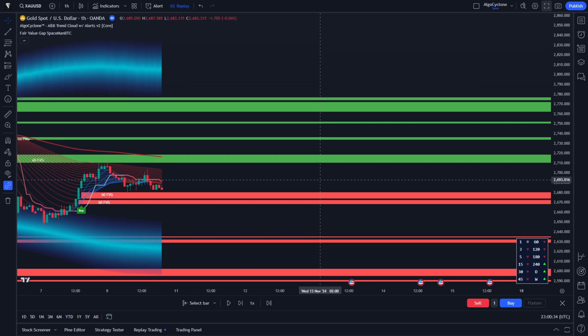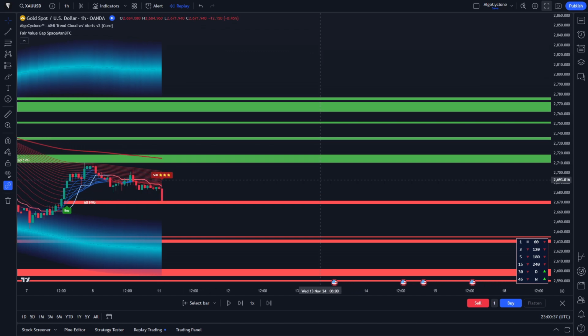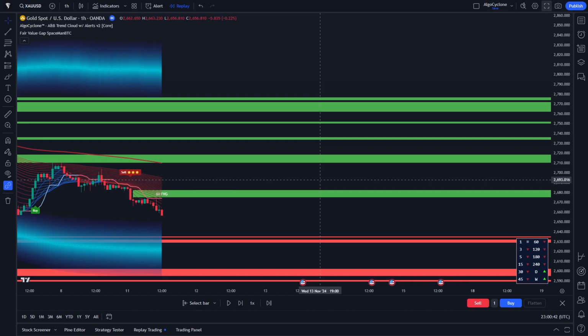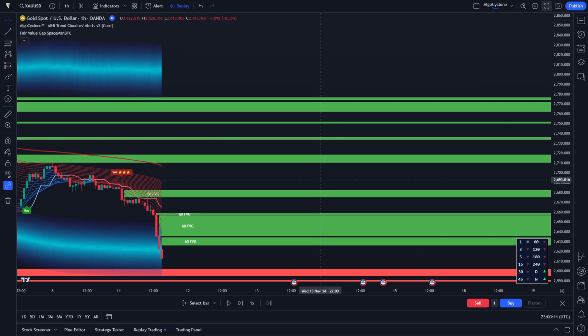There are also many other confluences you can use: other indicators, trend lines, order blocks, Elliott waves, harmonic patterns. The list goes on. Anyway, feel free to try it for yourself.